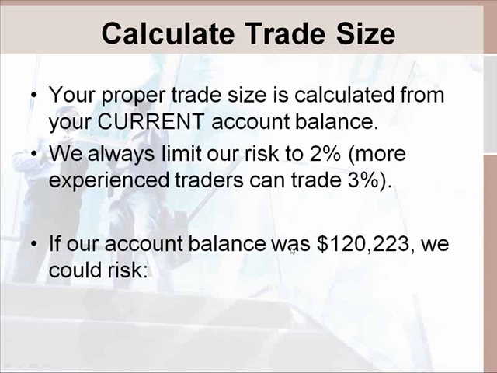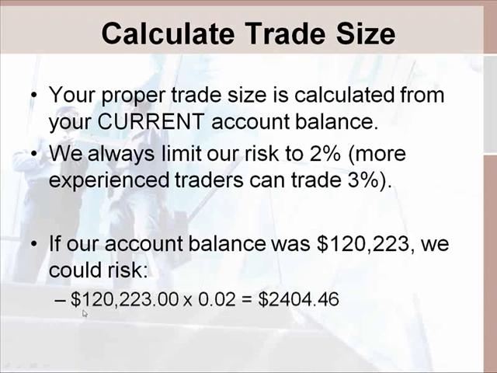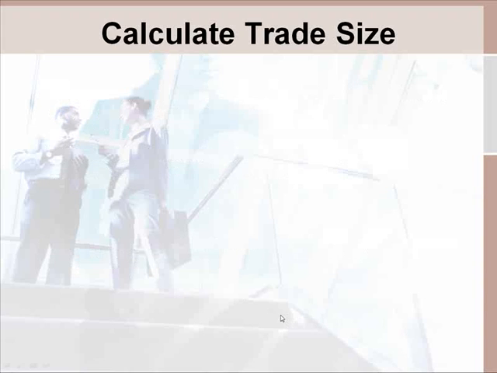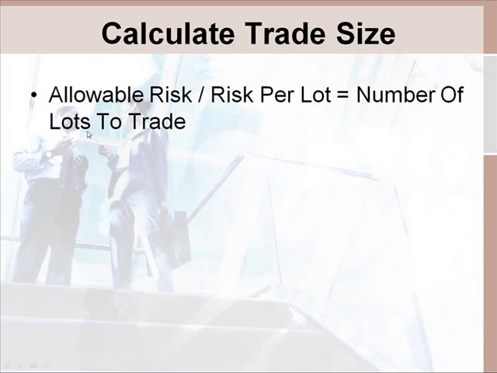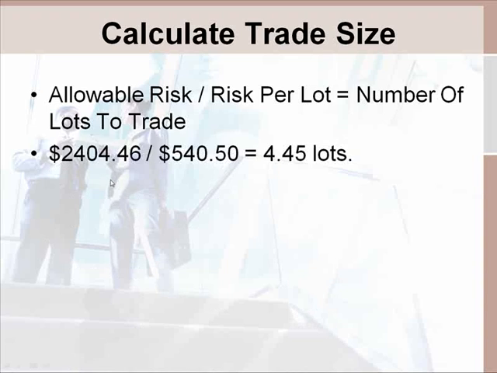So if your account balance was $120,223 and you could risk 2%, then we could risk $120,223 times 0.02, or 2%, equals $2,404.46 on every trade. That's what we could risk on that trade at the moment. So from that, we can now figure out how many lots to trade with this current trade. We can divide the allowable risk by the risk per lot, and that'll give us the number of lots to trade.